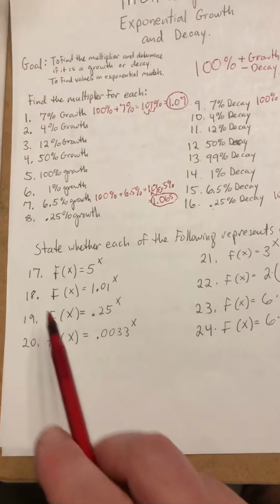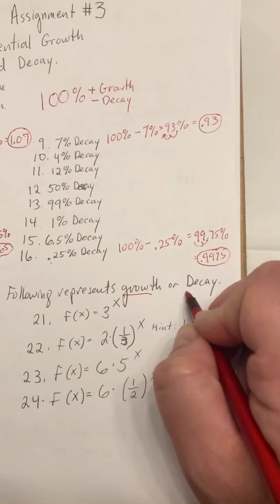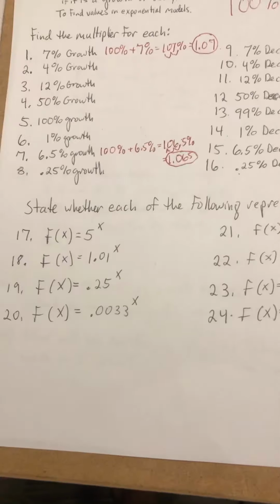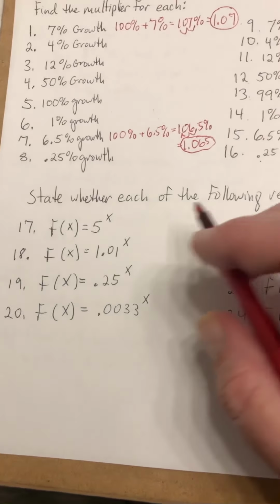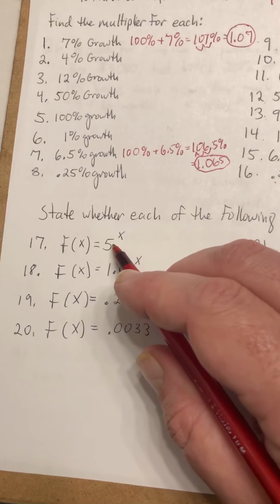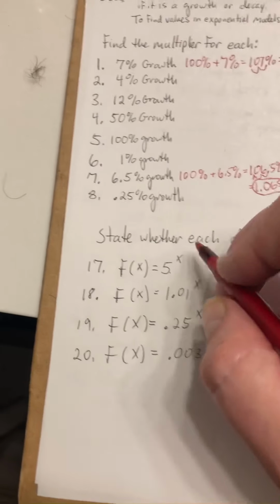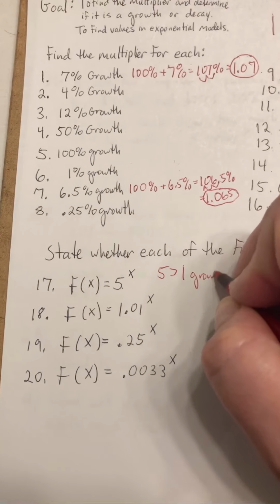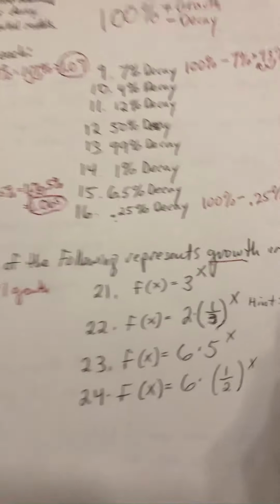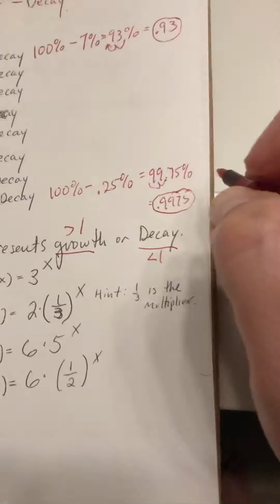For the next set, 17 to 24, you just simply have to tell me if it's going to be a growth or a decay. So first on number 17, we identify the multiplier. The multiplier is the base. It is the larger number that holds up x as the exponent, the variable. So here the multiplier is 5. Since my multiplier is greater than 1, that indicates that that is a growth. So you write growth for there. So remember, anytime you're a growth, you're always going to be greater than 1. If you're a decay, you're going to be less than 1.